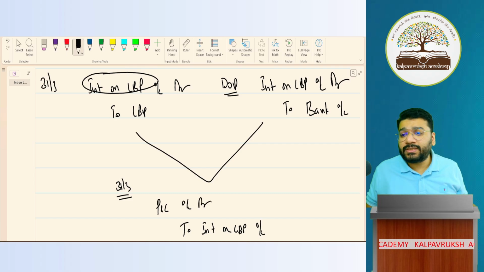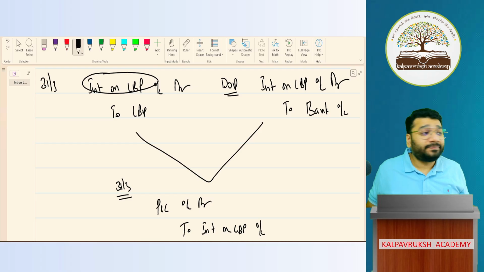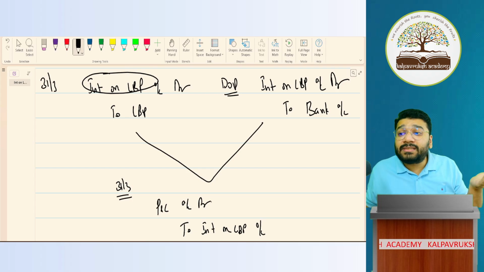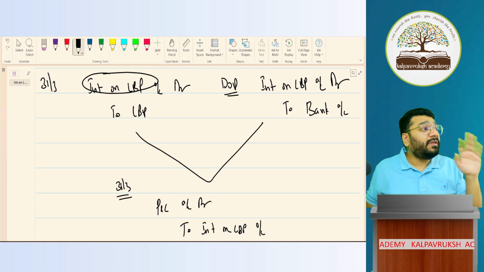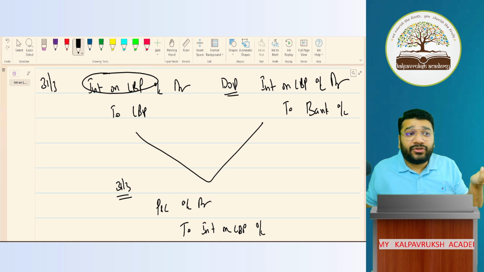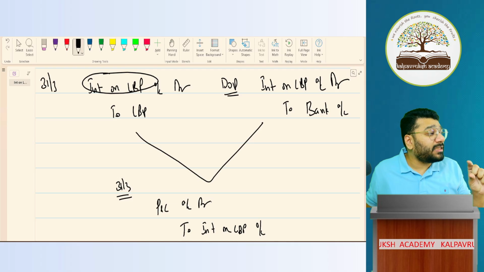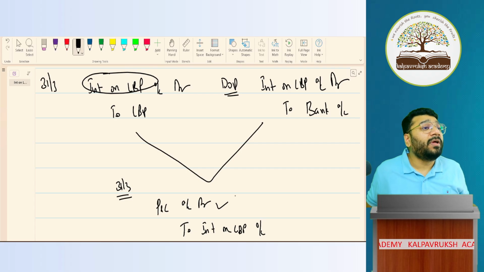My question to all of you is, why is this going to P&L account? Why not to P&L appropriation account? Sir, this is a charge against profit item. It means I have to pay interest whether the business is in profit or in loss. Whether profit is sufficient or insufficient does not matter. We have to record it. So it's a charge against profit item. So now this expense is transferred to the debit side of P&L account.